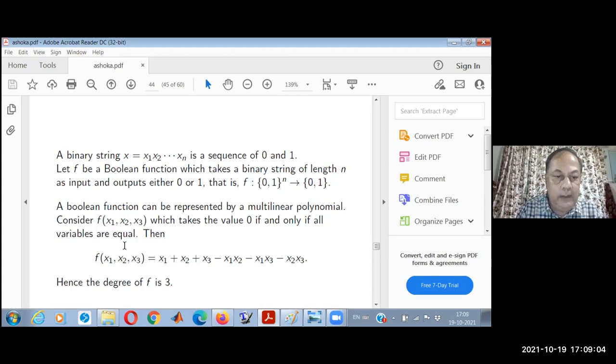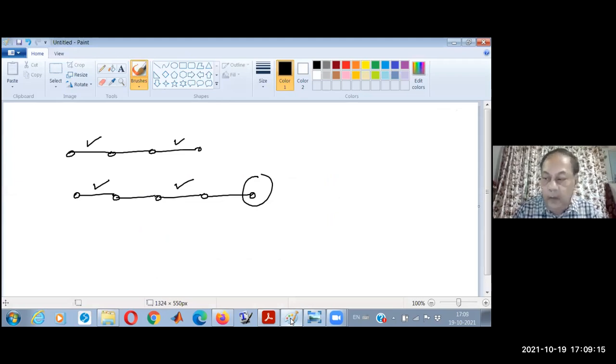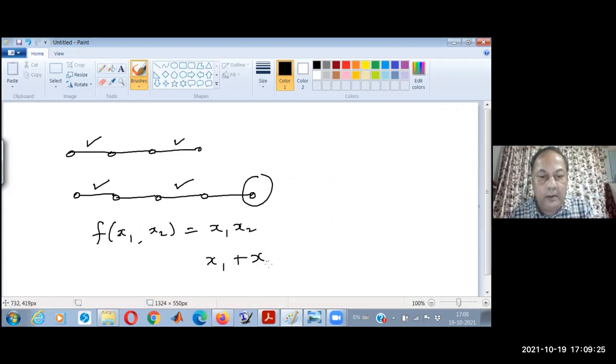To give an example of a Boolean function, you can just give a function like this. f of x1, x2, x3 is an example of a Boolean function. Or there are simpler examples. One can look at the and or function. So f of x1, x2 is equal to x1 x2. That's a Boolean function. Or x1 plus x2 plus x1 x2. That's a Boolean function, and so on.